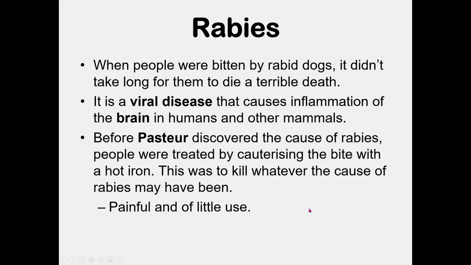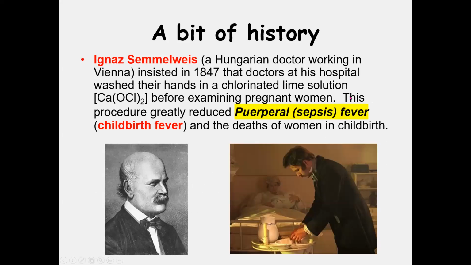And before Pasteur discovered the cause of rabies, well, he knew it wasn't bacteria, it was a virus, but he couldn't see it. But before he got involved, they used to cauterize the bite of the dog with a hot iron to try and kill whatever was the cause, but it wasn't particularly useful, and people were burnt badly. It wasn't much use.